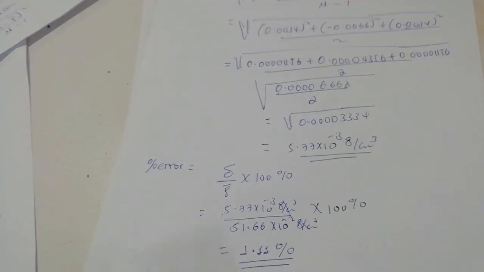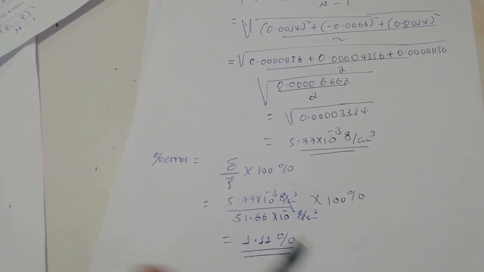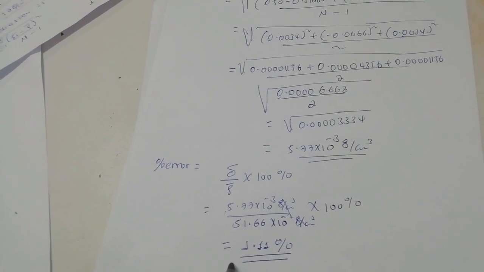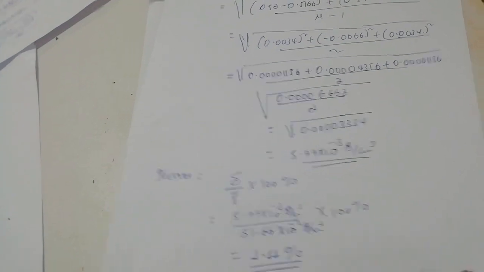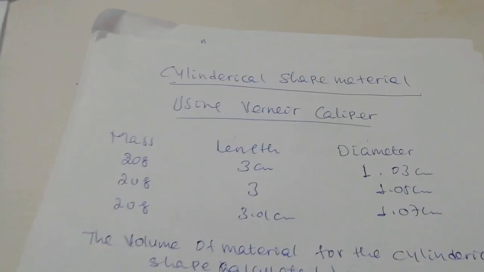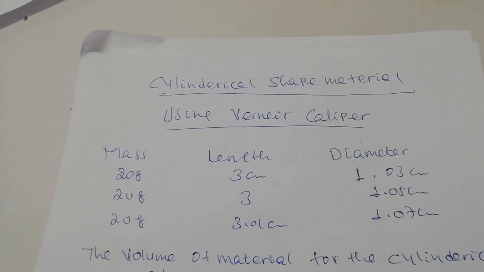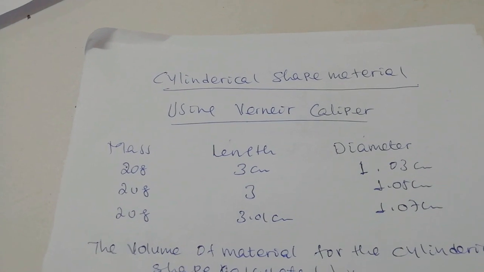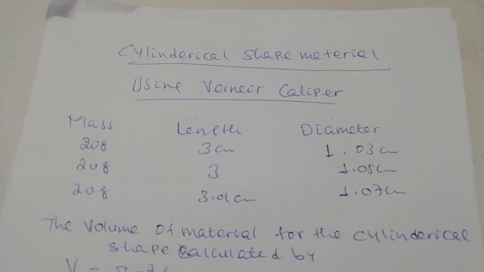You are going to use these same steps for the vernier caliper, and compare the percentage of error that you get with the meter stick and with the vernier caliper. The second case is when you are using cylindrical shape materials. For cylindrical shape materials, we use the vernier caliper and the micrometer caliper to measure the bobs or cylindrical shape materials.